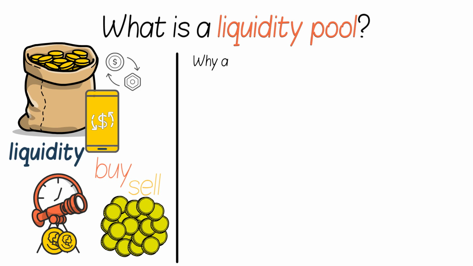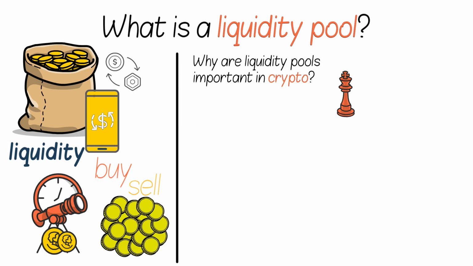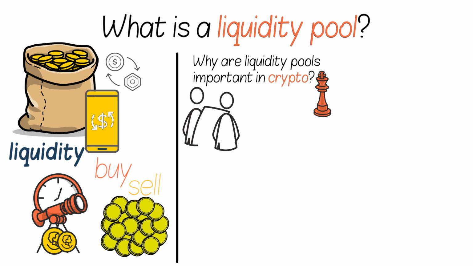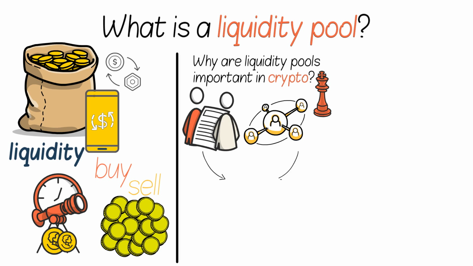You might be wondering, why are liquidity pools important in crypto? Well, they play a big role in making sure that the crypto markets are efficient. By having a large pool of liquidity, it makes it easier for buyers and sellers to trade assets without having to worry about finding someone who wants to buy or sell the same asset. This is because there is always someone in the liquidity pool who is willing to buy or sell the asset.